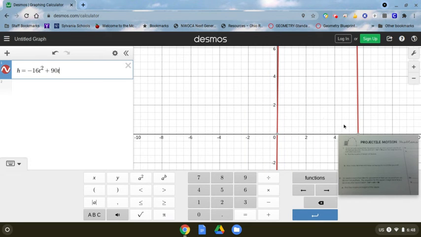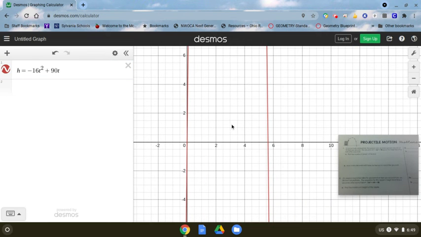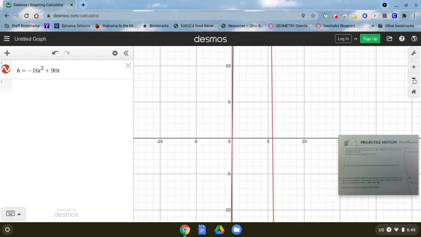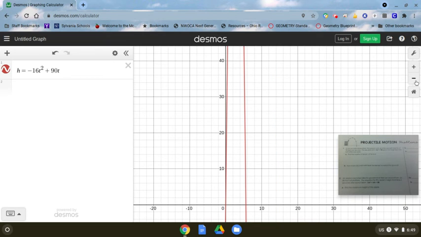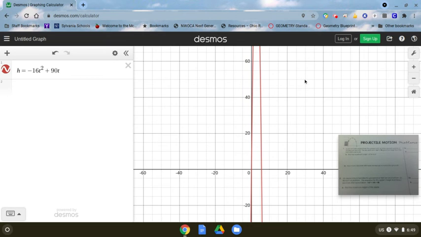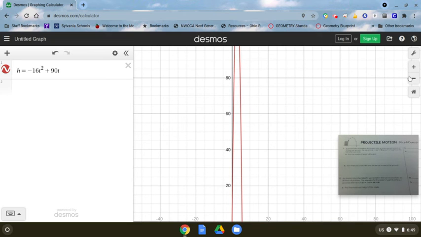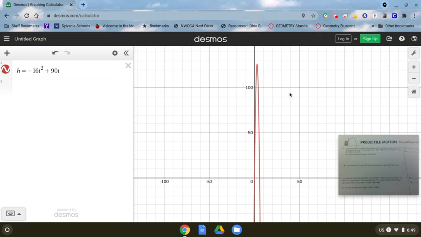Here's our parabola right here. I'm going to move this around a little bit and zoom out a little bit, and see if I can get the vertex in there. I'm going to zoom out a little bit more. Okay, there we go. I'm going to click on that vertex right there at the very top. Let's read the question.